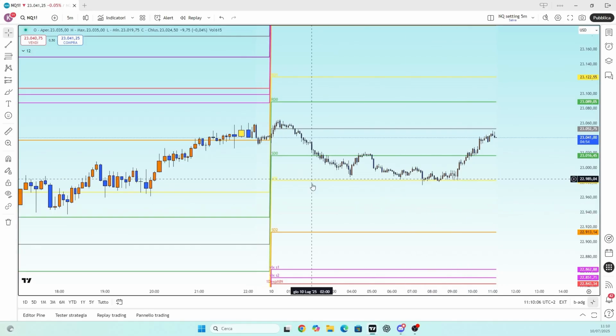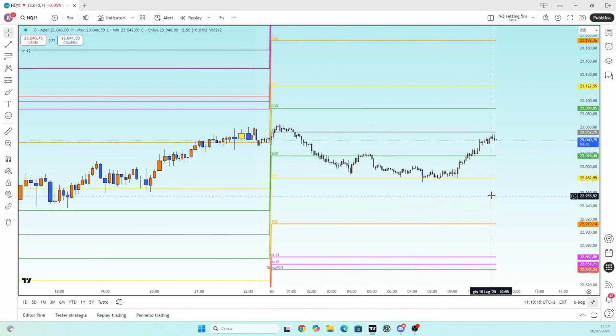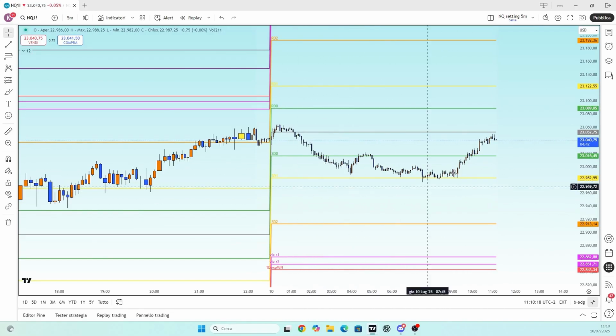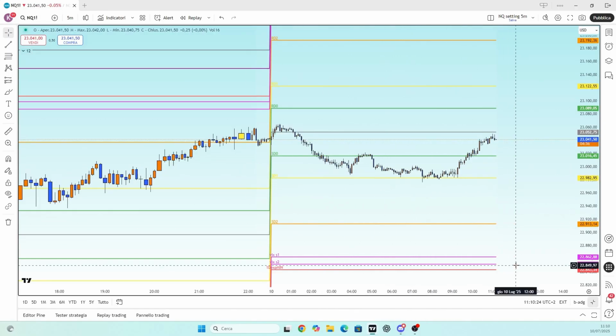Obviously, when you have a clear and strong trend, you operate in that direction until the price, as I was saying, stays within these ranges. We can go long at the lower end and short at the upper end, but the moment these ranges are broken, we obviously work in the direction of the trend of the breakout.